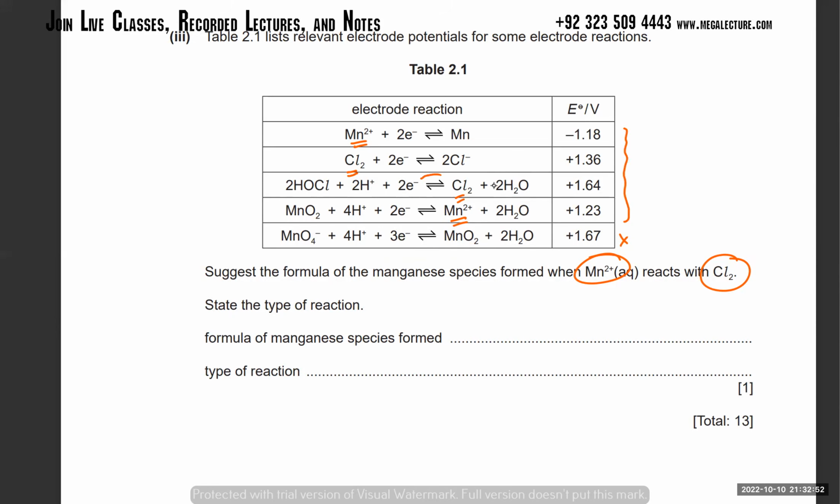But you're going to reject it, because we're looking for the higher potential, right? The higher potential is the one that gains electrons. So we wanted chlorine to gain electrons. Over here, it's HOCl that's gaining electrons. Is that clear? Yes, sir. So we're going to ignore that. Is it clear why we rejected it?